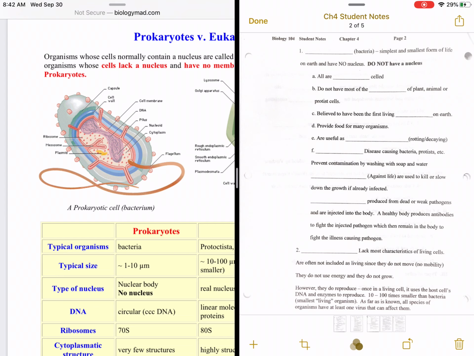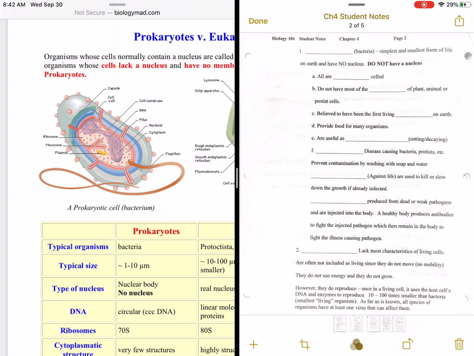They do have ribosomes and a few other things, but they don't have things like chloroplasts or mitochondria or Golgi apparatus because they do not have membrane-bound organelles. Ribosomes are RNA put together with some protein pieces. They are not membrane-bound. Prokaryotes are believed to be the first living organisms on Earth. They do provide food for many organisms. They're used as decomposers, so they function in rotting and decay. Some of them are pathogenic, or pathogens, because they cause disease.